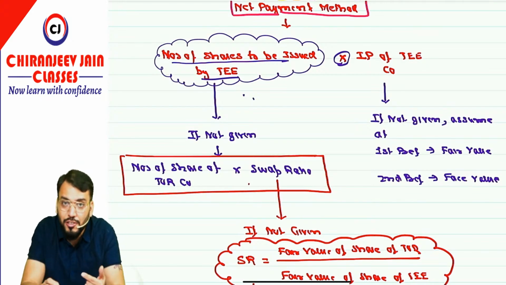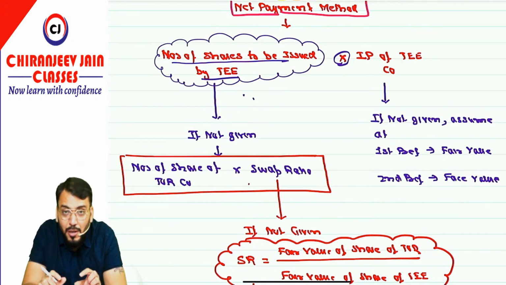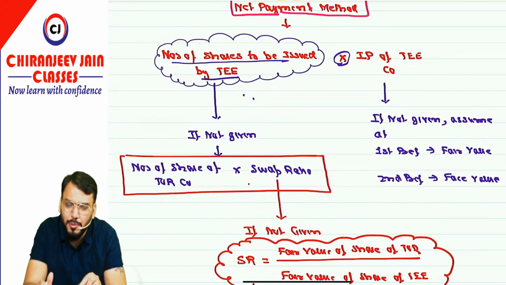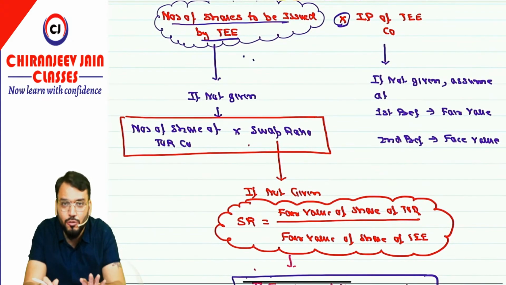So if the swap ratio is given in the question, what is the formula? Number of shares of the transferor company multiplied by the swap ratio. If the swap ratio is directly given in the question, thank you very much.